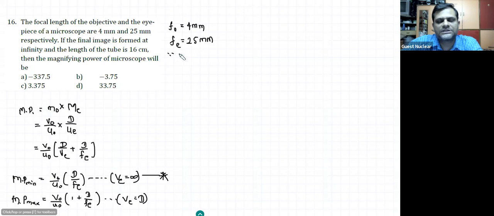So you can just say that since final image is at infinity, UE is same as FE. Okay, and FE is already given to be 25 millimeter. So that means UE is also indirectly given to be 25 millimeter. Correct है? So UE कहो या FE कहो एक ही बात है, वो दोनों सेम ही है क्योंकि फाइनल इमेज इंफिनिटी पे फॉर्म होने जा रहा है.